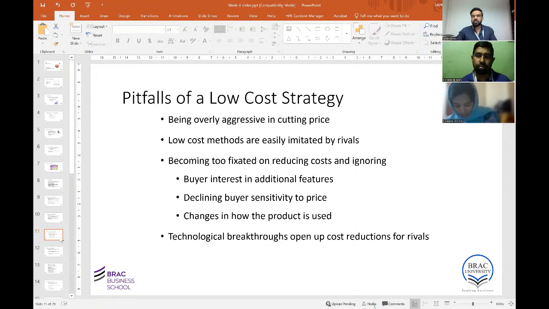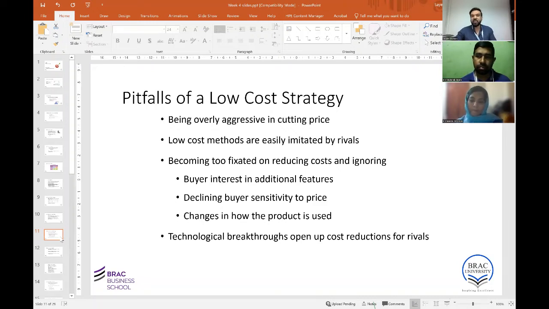So overall, since you're focusing too much on the price, you tend to forget that the market is expanding, and buyers want more features. So they're happy to pay some extra money for that extra value that they get. But you're too much fixated on lowering the cost.